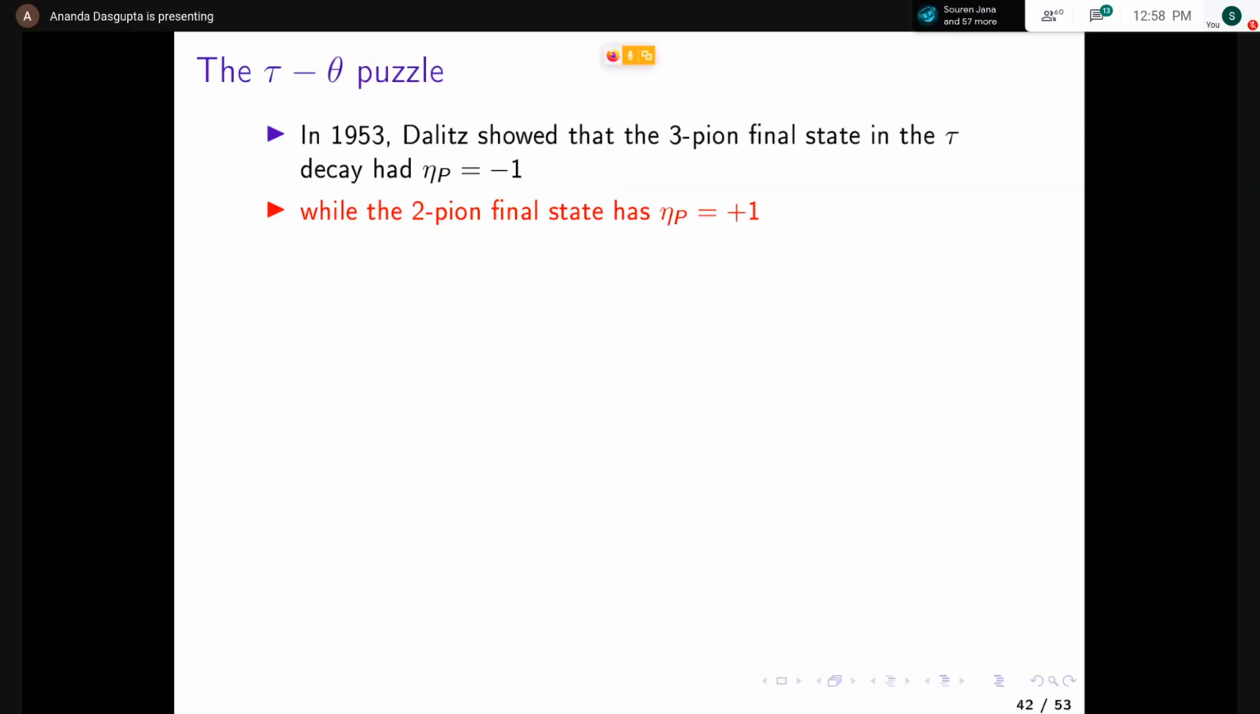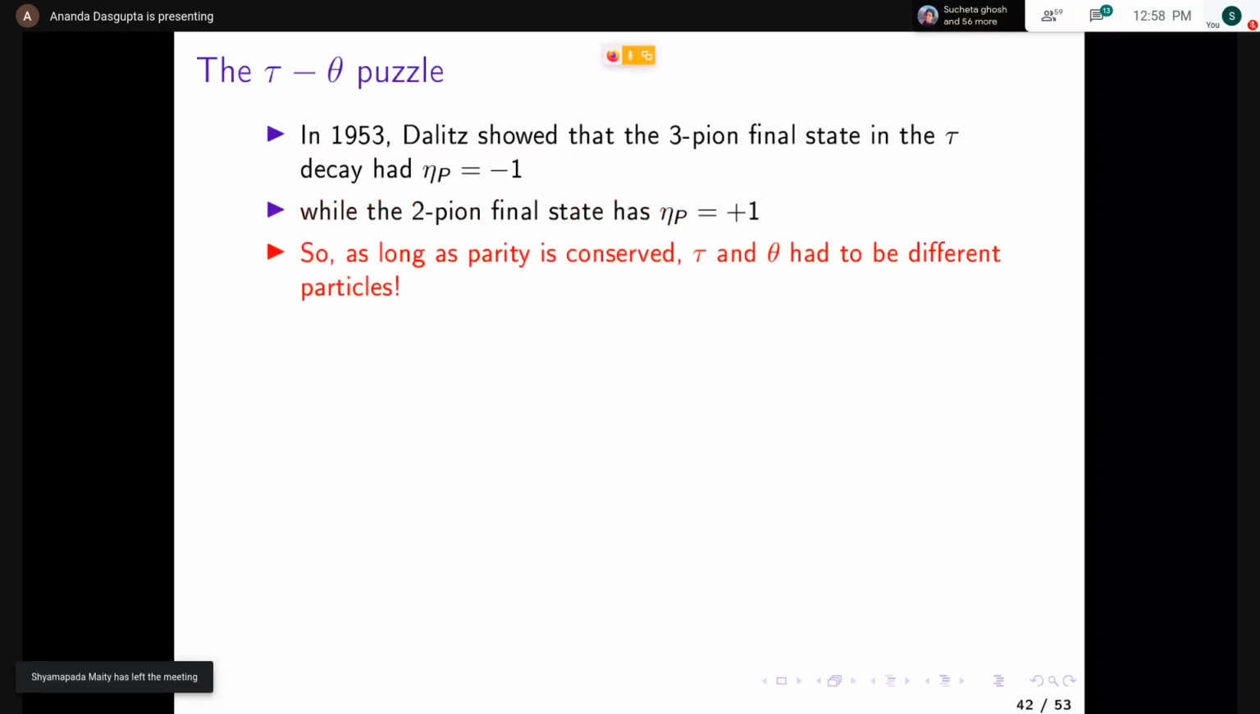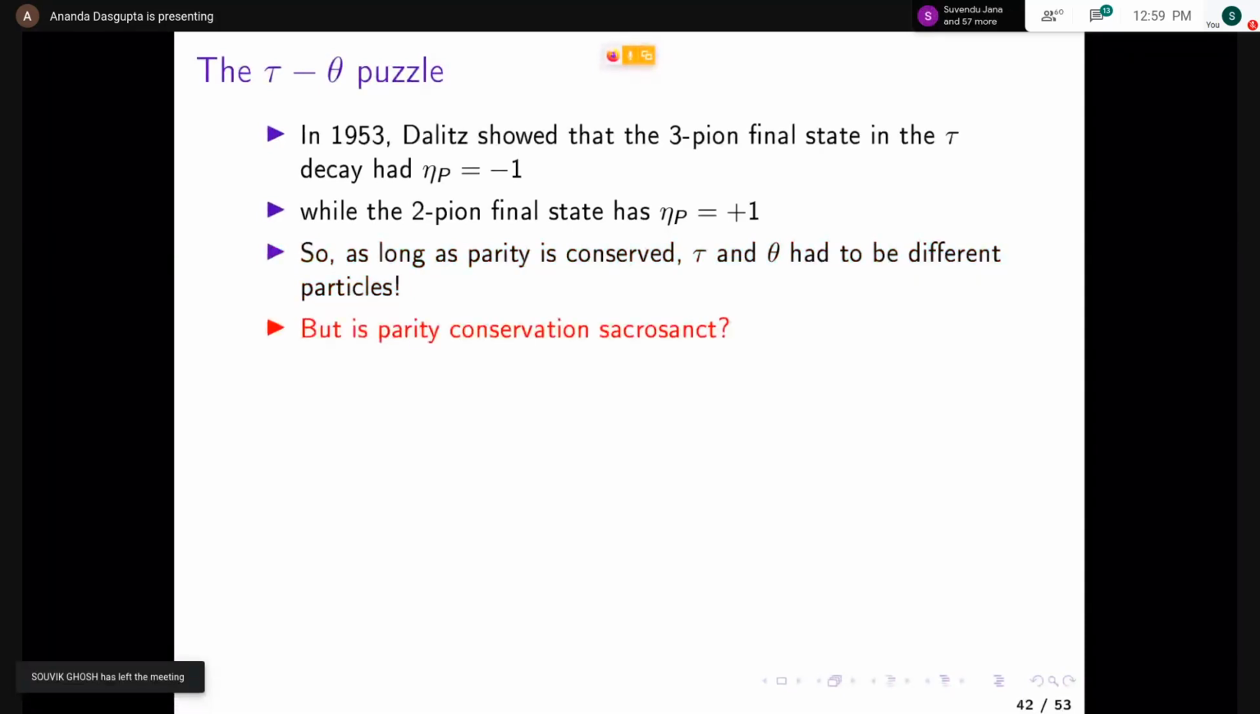So now the question is, if parity really were a symmetry, which everybody believed at that point of time it was, then parity should be conserved. The tau and the theta must be different particles because they had 2 different parities. So as long as parity is conserved, tau and theta had to be 2 different particles, and so you had this puzzle. Two different particles, because one decayed into 3 pions, the other one decayed into 2. So tau had to have parity -1, theta had to have parity +1, but identical in all other respects. So then comes the question, is parity conservation really sacrosanct?